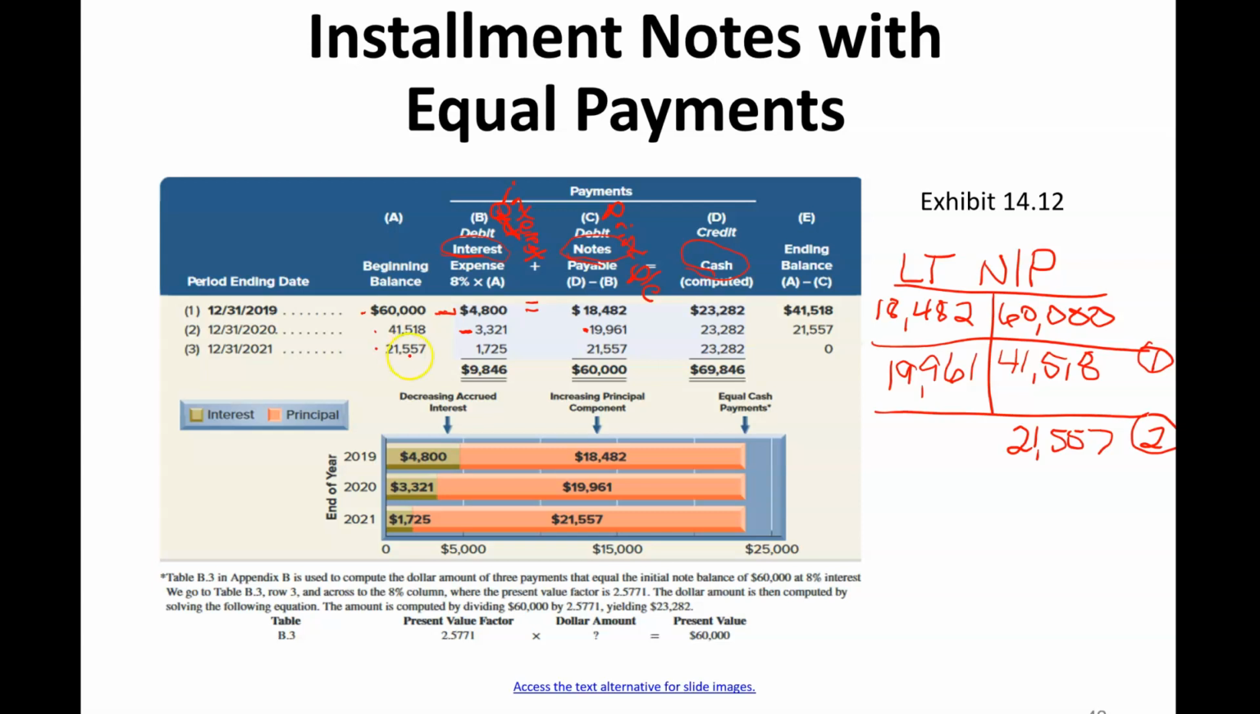Take the $21,557 and multiply by 8%, and you get $1,725. Because this is our last payment, this is how much of interest we're paying. We will end up closing out note payable and have an ending balance of 0.